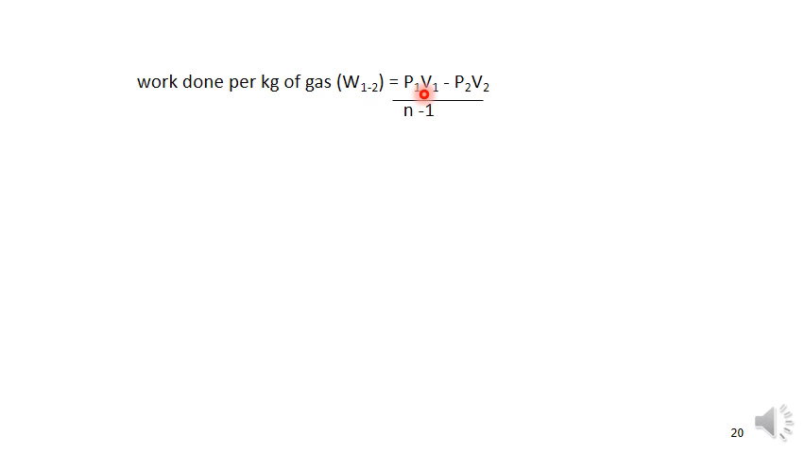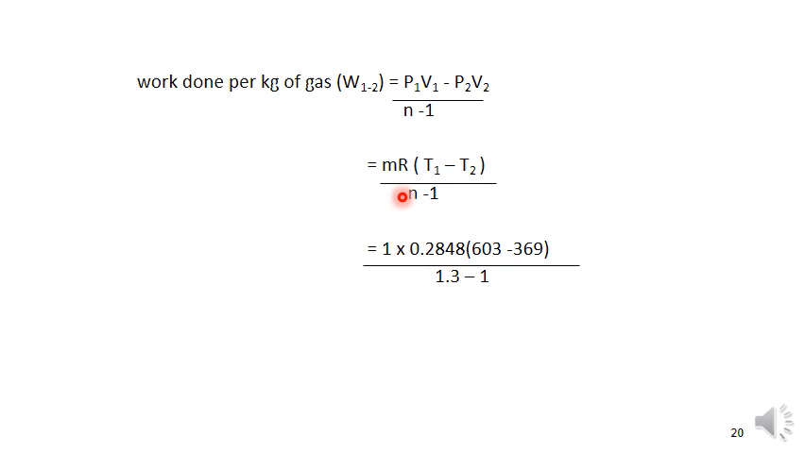I'm using the formula W12 = m R (T1 minus T2) divided by (n minus 1). They asked to calculate the work done per kg of gas, so m is nothing but 1 kg. The R value we calculated, and T1 and T2 we also got in the first step. So m is 1, R value, (T1 minus T2), and n is the polytropic index 1.3 minus 1. So in total we got 222 kilojoules.